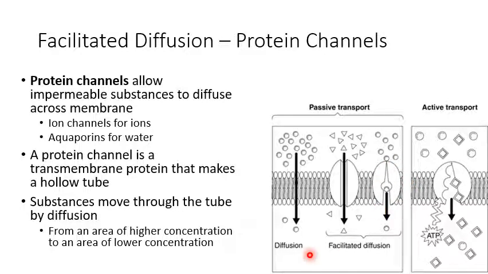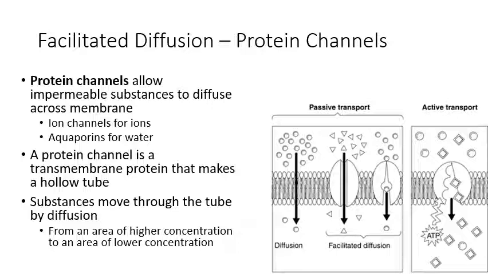A protein channel is just an integral membrane protein that forms a hollow tube. And within that tube, you have a space for substances to get across. So it's basically just providing a little tunnel through the membrane, and substances that can't normally cross the membrane or can only cross a little bit because they're impermeable are able to diffuse across the membrane through that little tunnel.